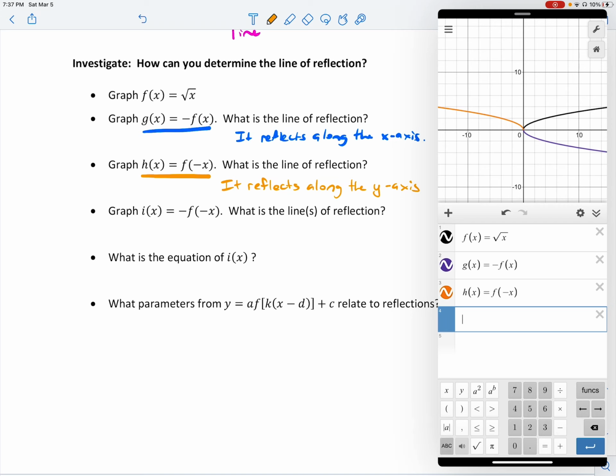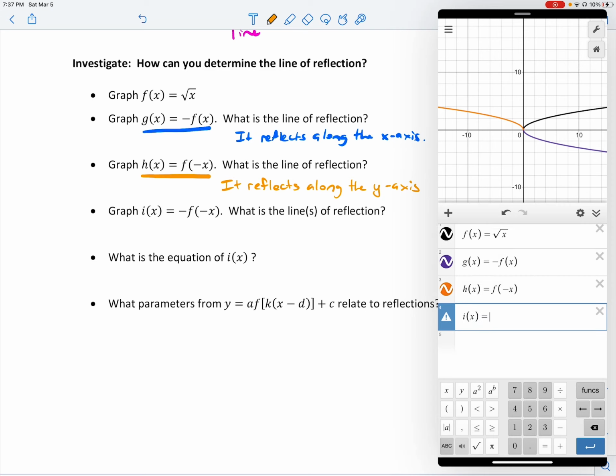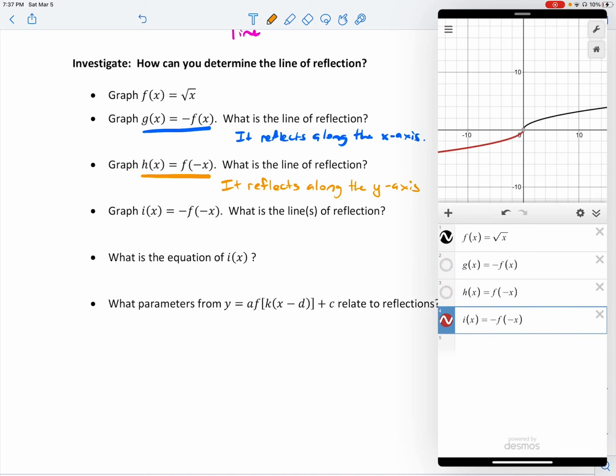Okay, we have one more to do. We have I of x, which is equal to negative f of negative x. Okay, and I can turn the other ones off for a second. So this one here, it looks like it's a combination of two. To go from the black to the red, you would have to reflect along the y-axis, which would be right here, to get the orange one. And then you could take that orange one and reflect it along the x-axis and then get the red one.